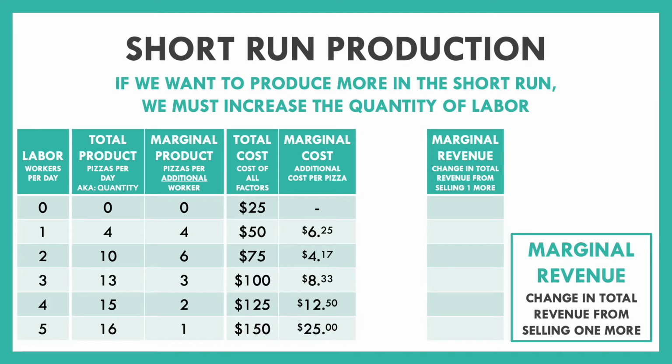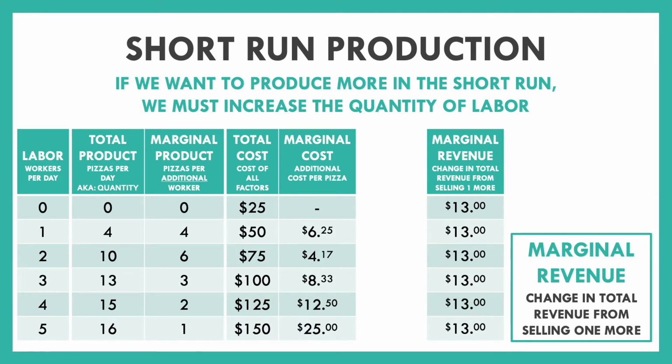I'll always give you this information too. We're going to say that we sell each one of our pizzas for $13, okay? So our marginal revenue, no matter how many pizzas we make, is going to be $13. I'm selling my pizzas for $13 no matter how many of them I make. Now, I could change that price over time, but we're going to keep it constant for simplicity's sake.